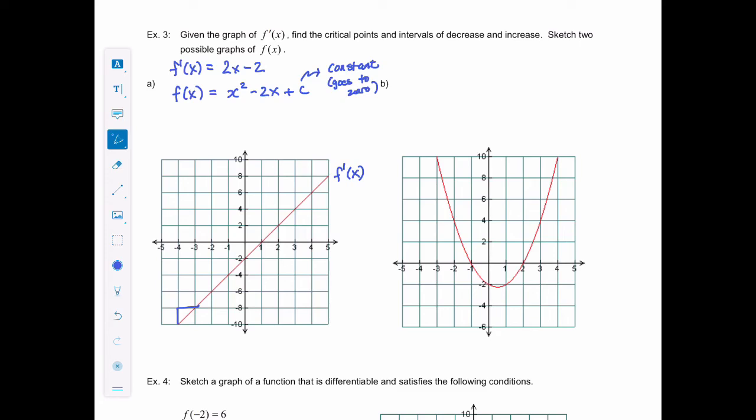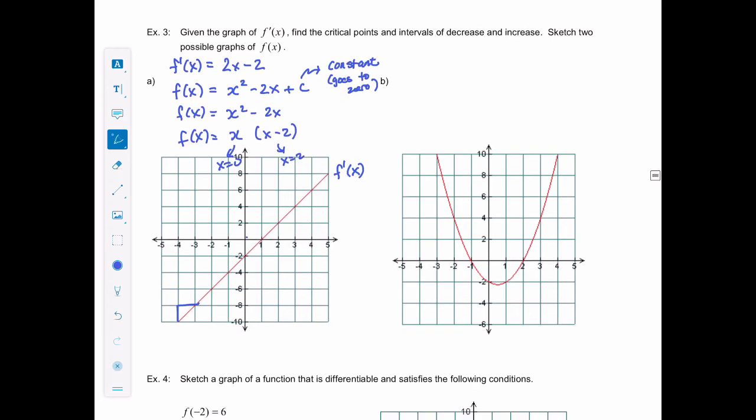I'm going to work with the easiest one. I'm going to say that f of x is equal to x squared minus 2x, and then assume that c is equal to 0, right? The way we'd actually figure it out is we'd have to plug in a point to calculate what that value would be, and we don't have more information, so just assume that's the case. And I'm going to do one more thing. I'm going to factor out an x. And what we can see is that we have our two x-intercepts. This here is x equals 0, and this is x equals 2. So I'm going to plot those down.